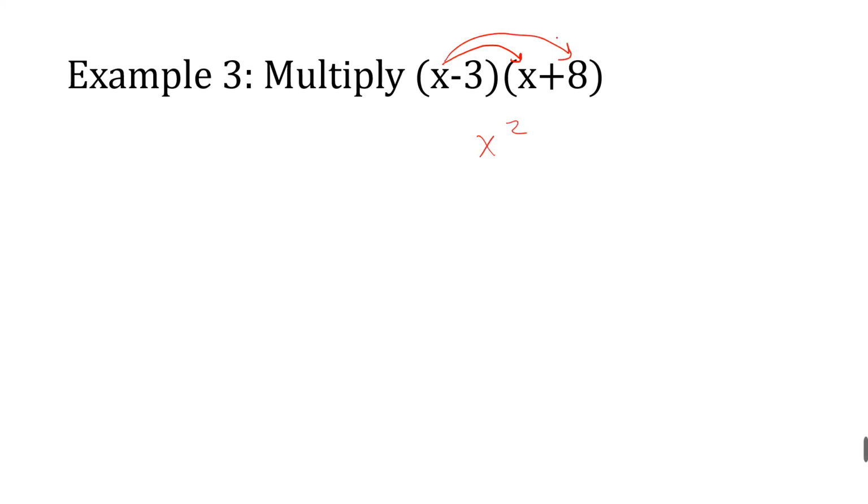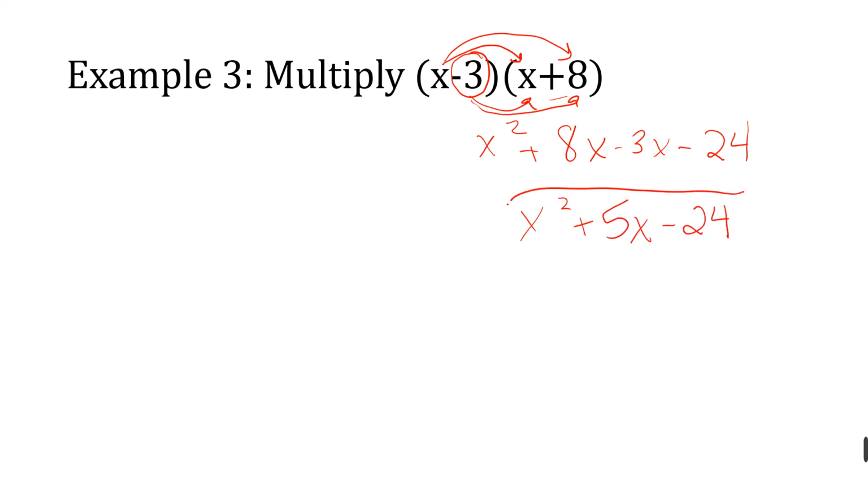Our outer terms, we write as plus 8x. Inner terms, so when you take the minus 3, it's like having a negative 3 times an x, which would be negative 3x, and then the last terms would be minus 24. So you would do negative 3 times positive 8, which will give you negative 24. So again, like I said, once you get advanced, you can skip this step. You can even skip drawing the arrows, and you'll be able to do these questions a lot faster.